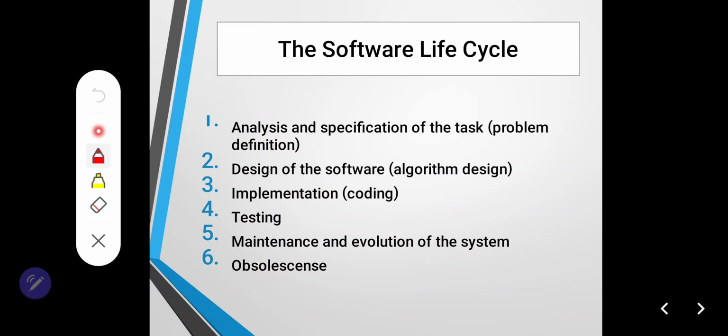The software life cycle. Number 1, analysis and specification of the task or problem definition. Number 2, design of the software, algorithm design. Number 3, implementing or code. Number 4, testing. Number 5, maintenance and evolution of the system. And number 6, obsolescence.